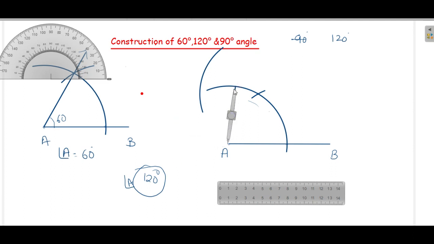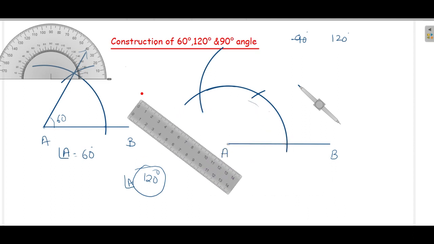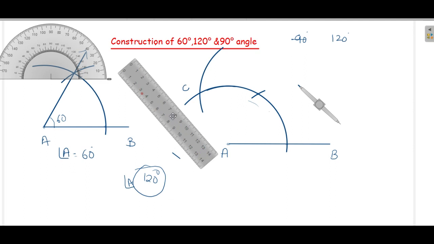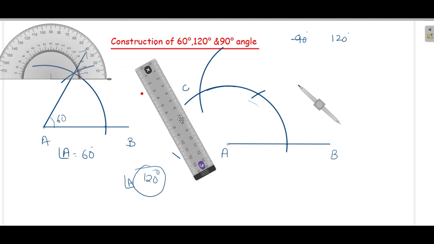Now just extend this back. As you can see here, we got the second intersecting point, right? Let me mark this point as C. The ray joining point A and C will be the ray making an angle of 120 degrees with the line AB.